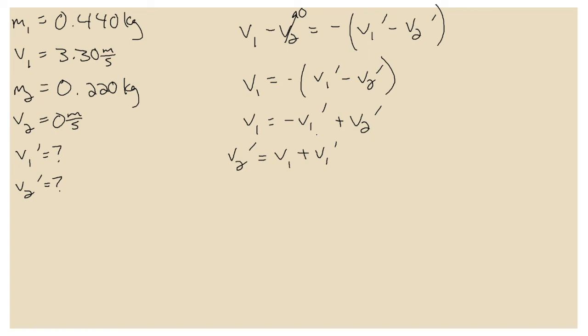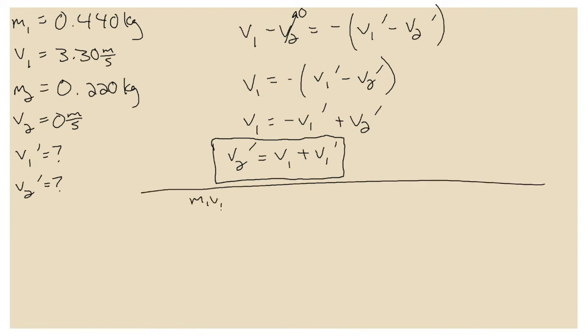Now, you could leave this like this symbolically, or you could plug in the numbers. It doesn't really matter. We can just go ahead and solve this for v2 prime and leave it like that. And now what you have to do is take that result and plug it in to the conservation of momentum equation. So we start by writing the conservation of momentum equation. m1v1 plus m2v2 equals m1v1 prime plus m2v2 prime.